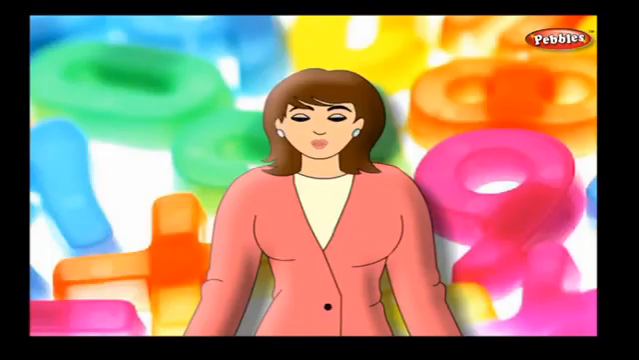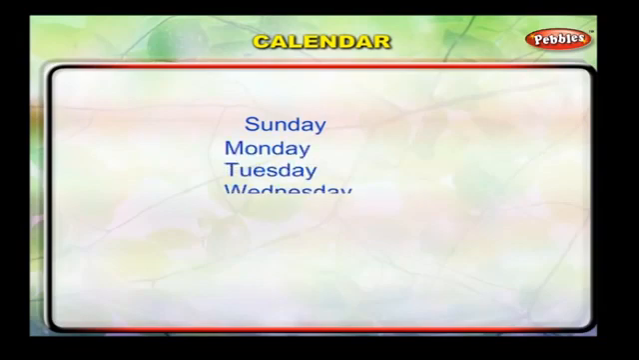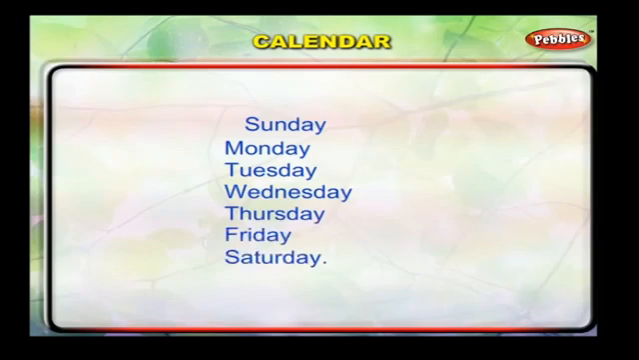Let us learn the days of a week. A month has 4 weeks, and each week has 7 days, and they are Sunday, Monday, Tuesday, Wednesday, Thursday, Friday, and Saturday.